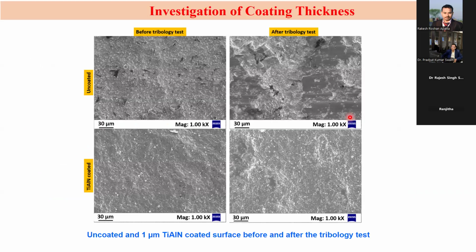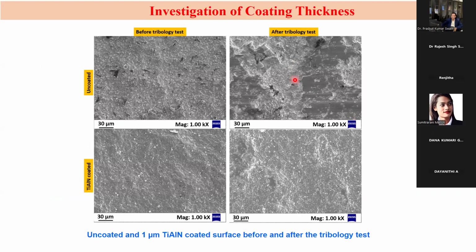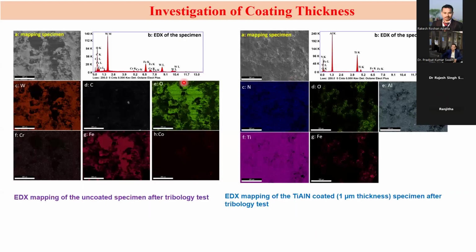Then for the tribology test, we chose the TiAlN coating and the steel ball, that means the counterpart that conventional people use, and we did this tribology test. And here these are the surfaces after the tribology test. Here you can see that for the uncoated surface the adhesion is high, and for the coated surface the adhesion is less.